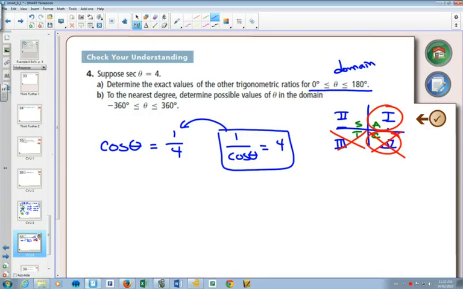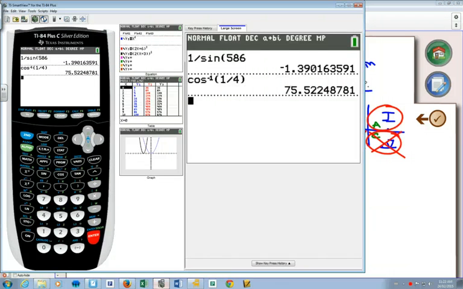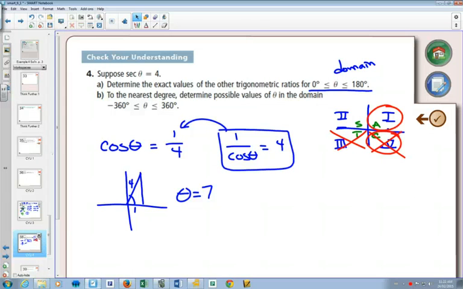Again, if you want to see what's happening, you can always draw a triangle. Since we've got 1/4 and we know that it's in quadrant 1, adjacent over hypotenuse, that's what's happening. 1/4, adjacent over hypotenuse for cos. This is our reference angle, but in quadrant 1, our reference angle is the same as our angle. And so we get theta is 75.5. Okay, so 75.5 is our angle theta.